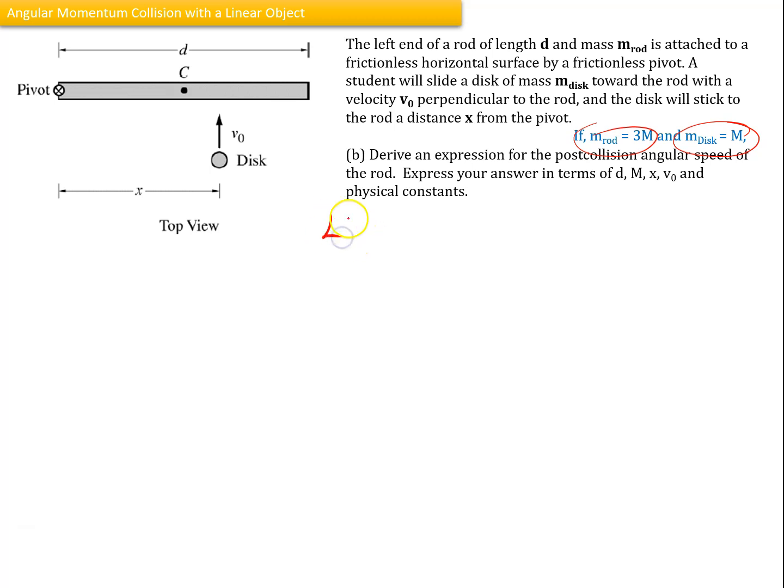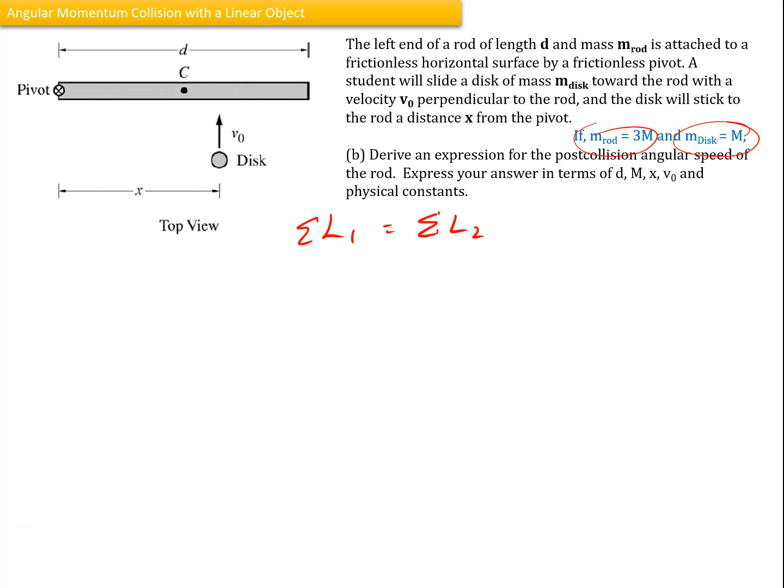Now again, we're going to start by using conservation of angular momentum. So we can say the total angular momentum initially equals the total angular momentum after they interact. So what makes up these things? Now, it seems like there's no angular momentum in the beginning because there's nothing spinning. The rod is stationary and the disk is moving in a straight line. Now, this is when it gets a little bit kind of weird for our brains sometimes.